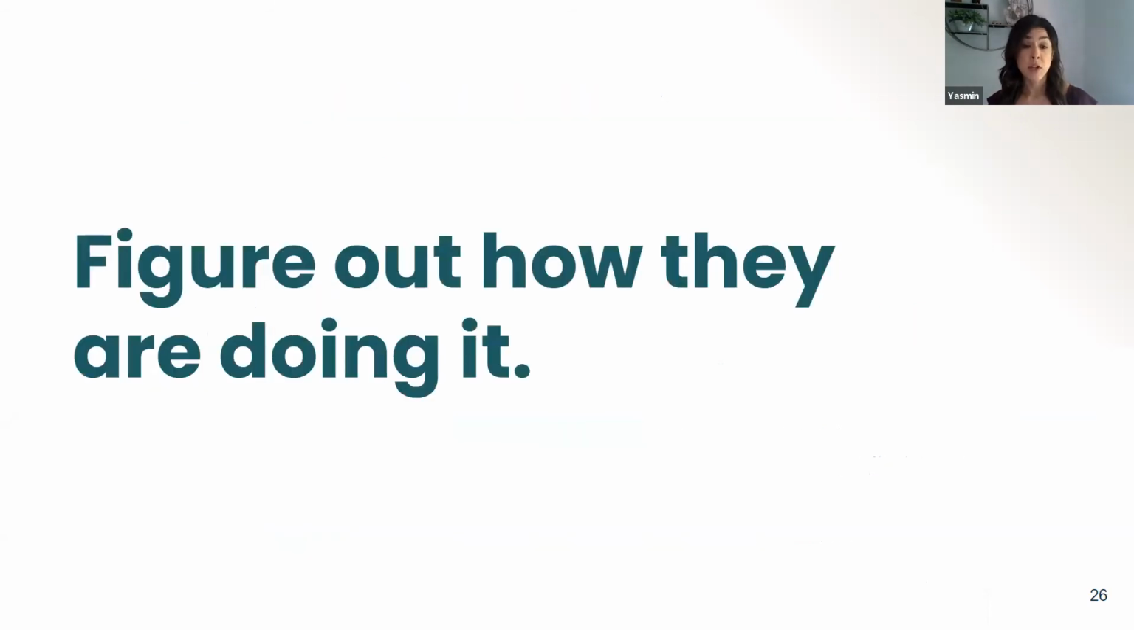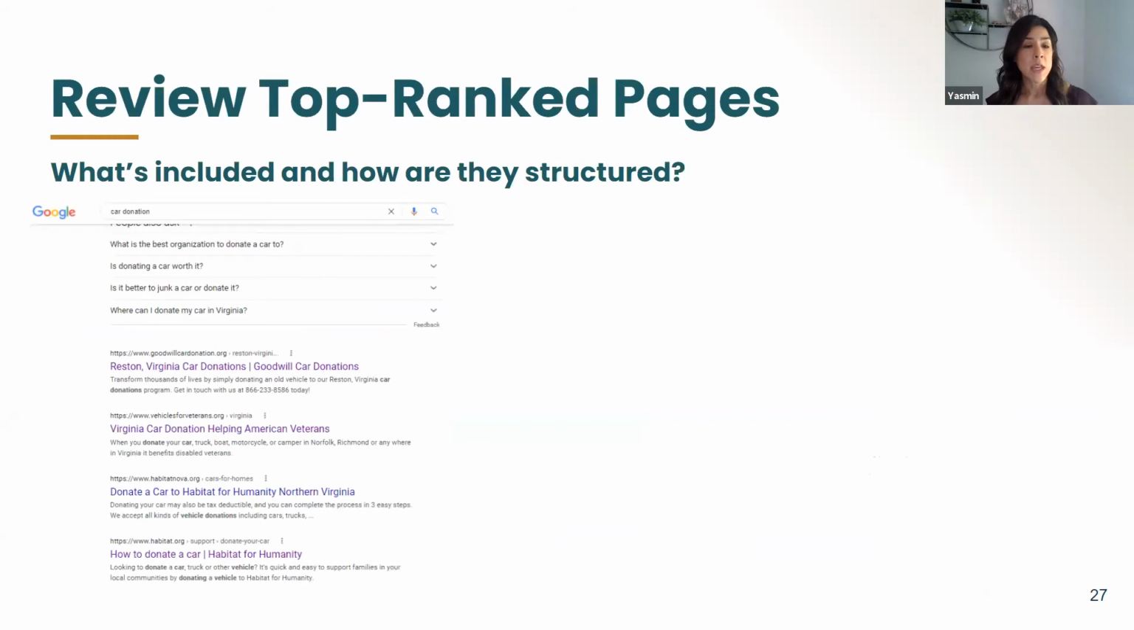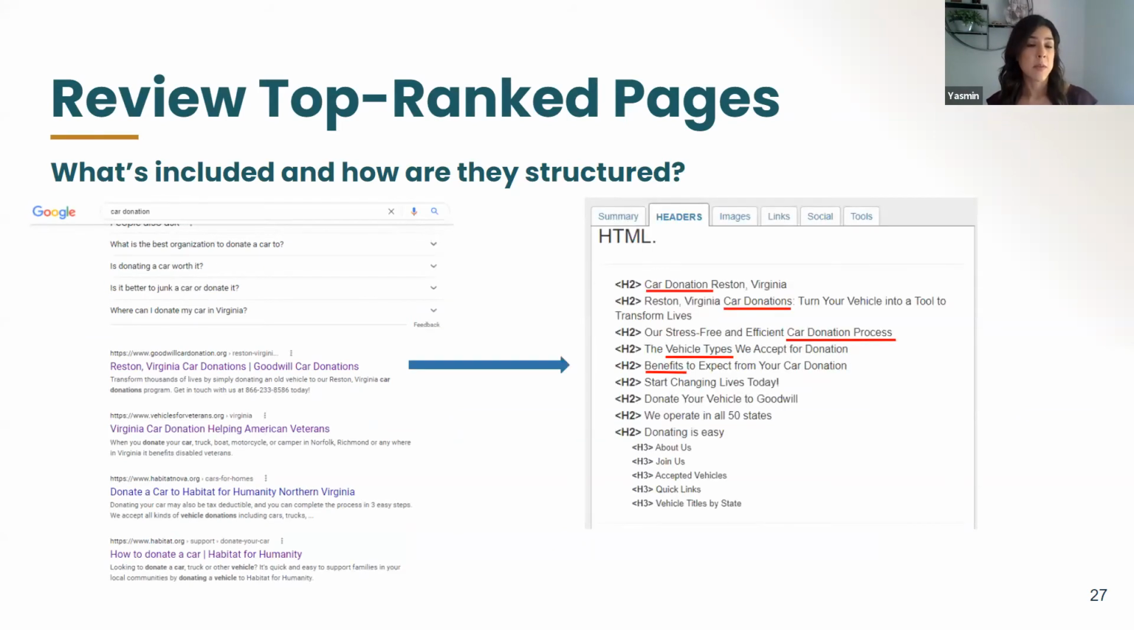And once you've determined who's actually doing this well in ranking, dive in to figure out how they are doing this. So if you take a look at the top ranked pages, you want to look at, okay, what are they actually including and how are these pages structured? So if we're looking at this example for car donation, you can see the first result here is for Goodwill.